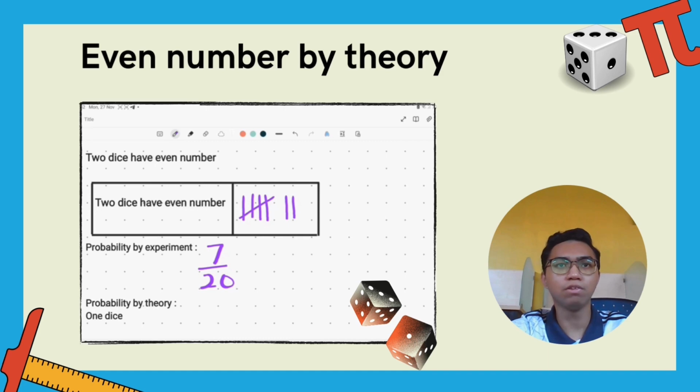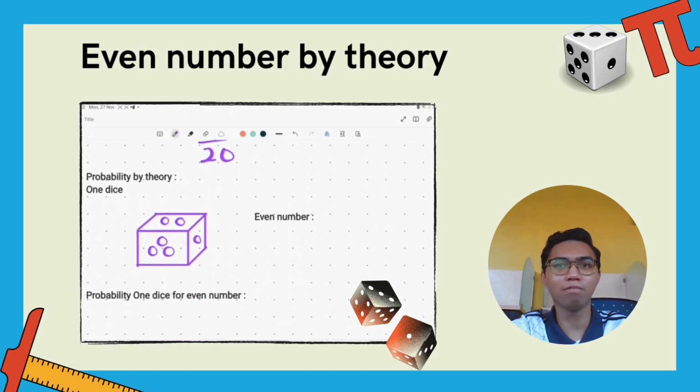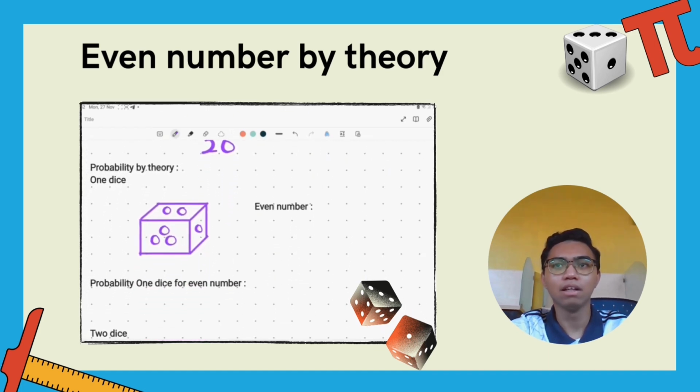Now I will show you how to calculate the probability of getting an even number for both dice based on the theory. As we know, 3 out of 6 of its surfaces are even numbers. So we can conclude that the probability of getting an even number for one die is 3 over 6.